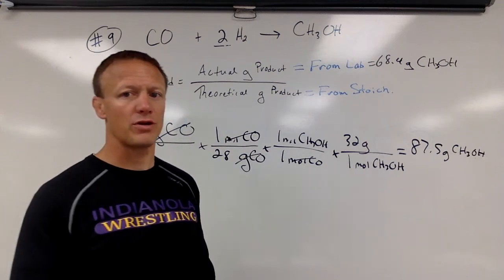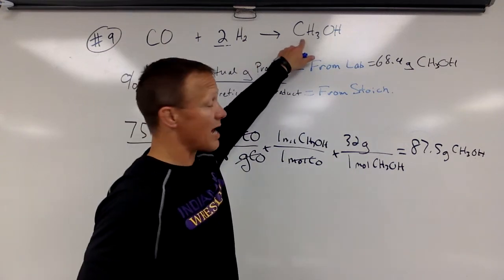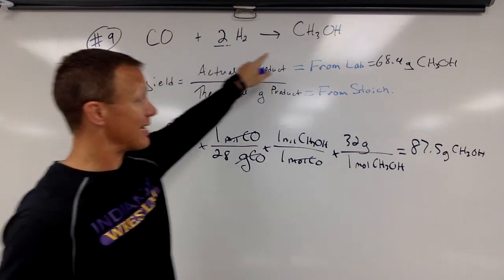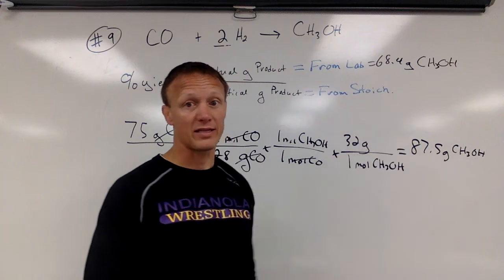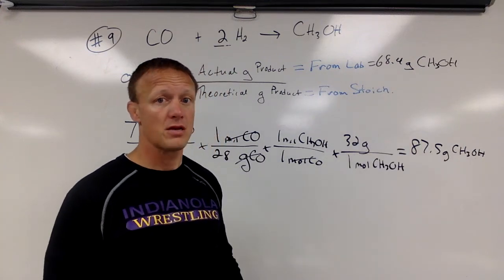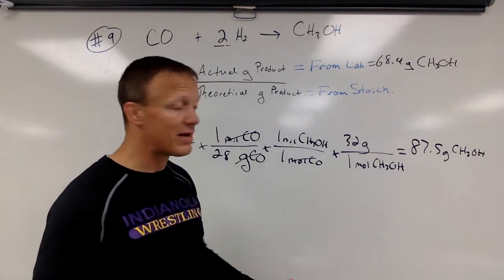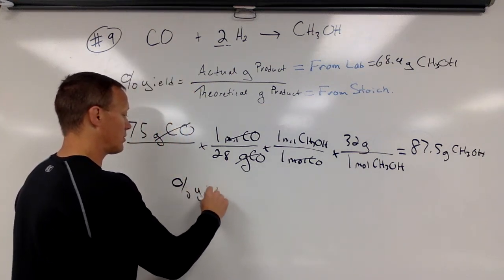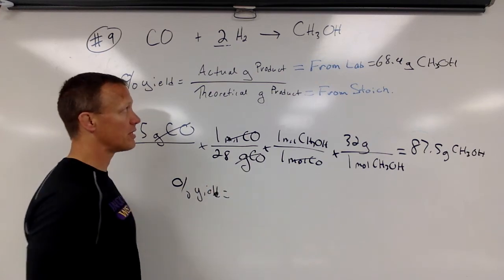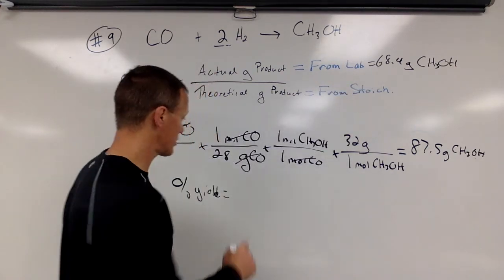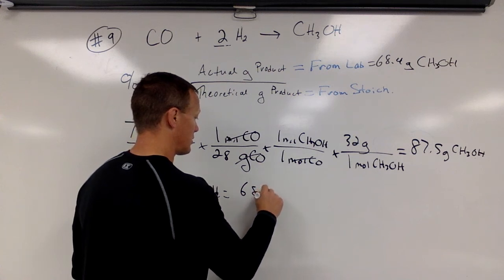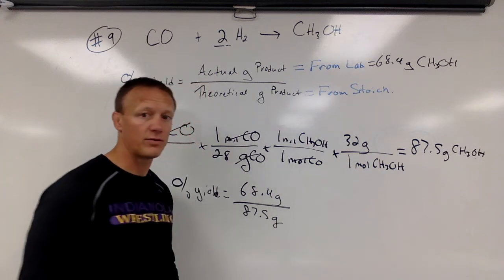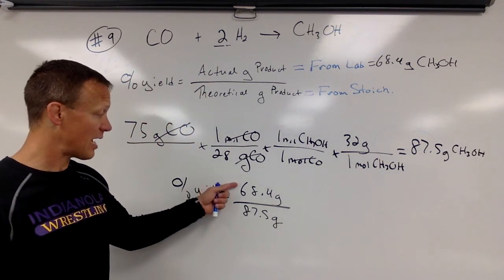Okay, that's called your theoretical yield. That's how much of this we should have gotten with how much of this we started with. So starting with 75 grams of this, we should have gotten 87.5. We only got 68.4. For some reason, not all of the reaction happened, or we made some mistake in the lab. So to get our percent yield, take our actual 68.4 grams divided by our theoretical 87.5. So what we actually got, by what we should have got.